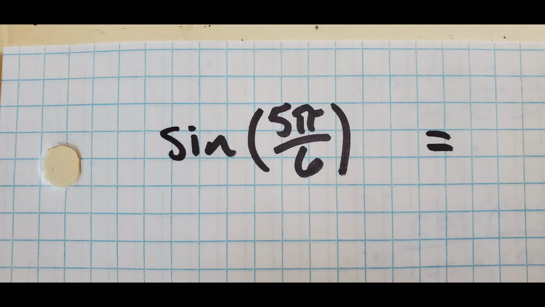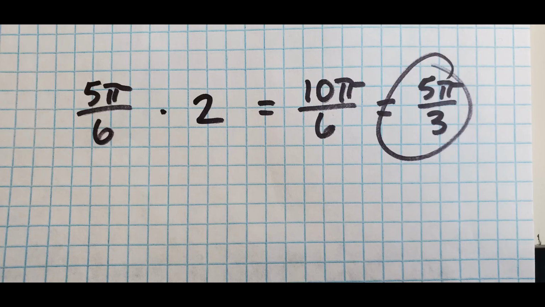Okay, so let's go over sine of 5 pi over 6. So we think of what number cut in half is this. If we don't know that, like I said, we just double it. So here's my work on doubling this. I just multiplied it by 2. The 2 just multiplies the top, not the bottom, so we get 10 pi over 6. 10 pi over 6 reduces to 5 pi over 3, and that's almost 2 trips around the unit circle. It's real close, but it's not quite.